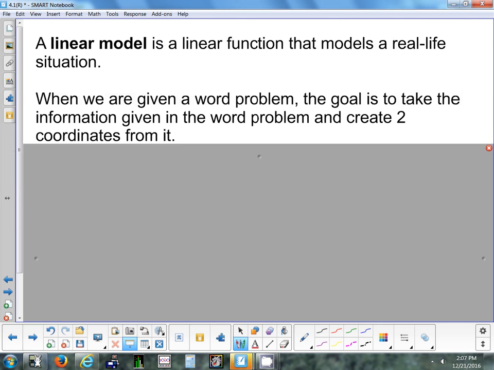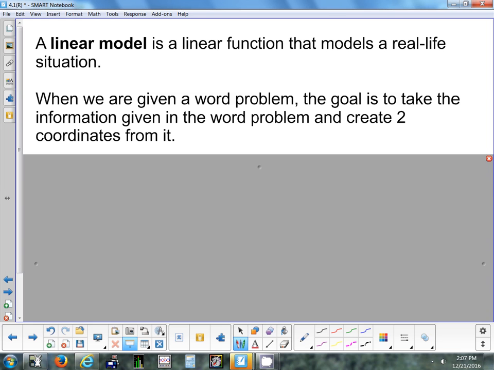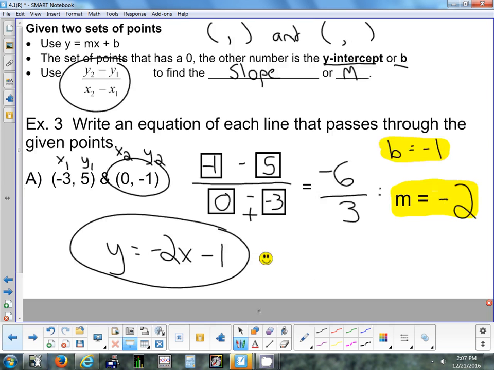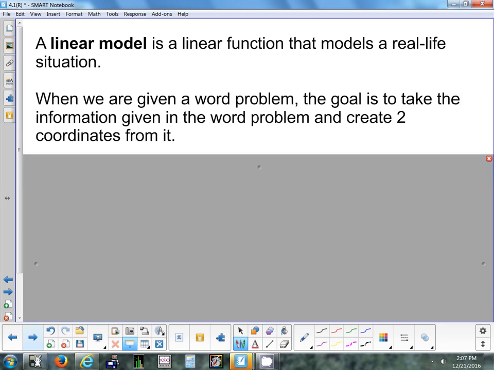So what they're going to give you in a word problem, okay, they're going to give you some information. They're going to give you 4 numbers. And your goal is to take those numbers and make two coordinates. Okay? So somehow you have to take what they give you and make 2 coordinates. Then if you can take the word problem and figure out 2 coordinates from it, then it's exactly like this. I'm going to go right back to it. Okay? You just have to figure out what are my 2 coordinates. So you write to take the information given in the word problem and create 2 coordinates from it.